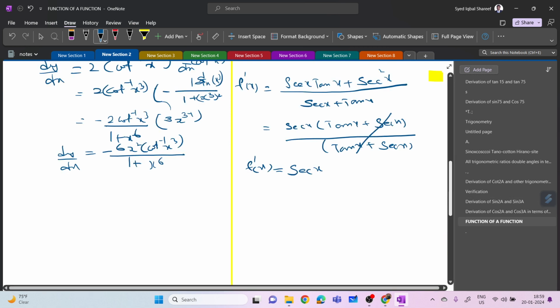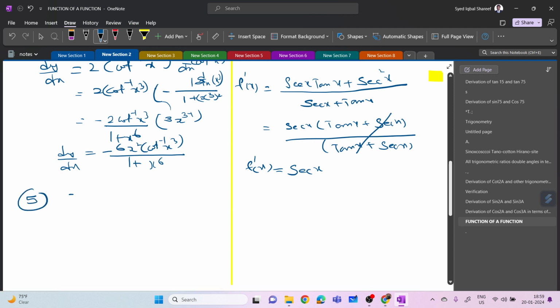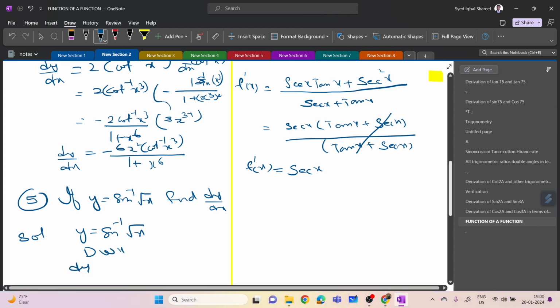So one more problem, please see one more problem. If y equal to sine inverse of root x, find dy by dx. So what is our y? y equal to sine inverse root x, function of a function. Differentiating with respect to x, dy by dx of sine inverse root x.